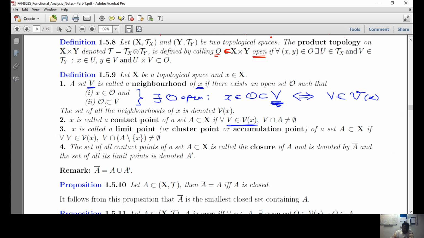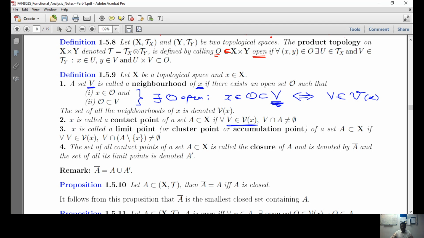So you can see that this inclusion is not a strict inclusion. This V can be O. If V is O, like in this case, O itself is a neighborhood of X, right? So any open set is a neighborhood of any of its elements. But the definition of neighborhood goes beyond, because you can be a neighborhood without being an open set, right? Okay, that's good. So the set of all neighborhoods of X is denoted by Vx.